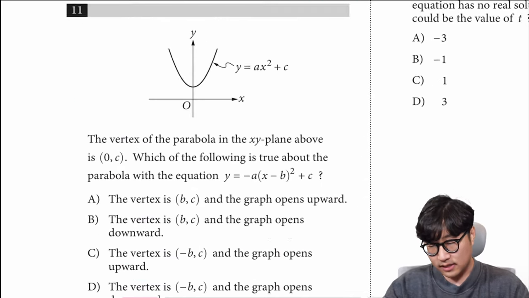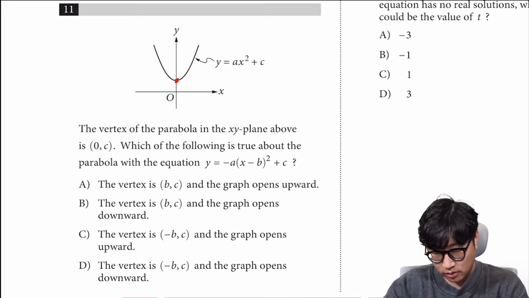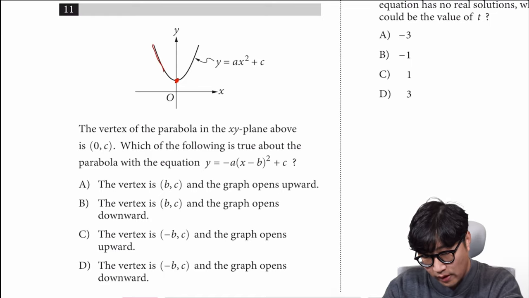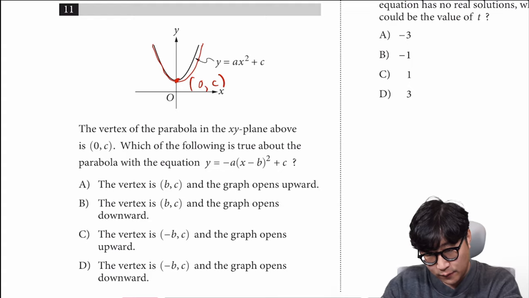Cool, next. Number 11, the vertex right there is 0, c. Which of the following is true about the parabola? The vertex is, well, if you look at it, the original graph right here has a vertex of 0 and whatever c that is, right? And then now what is the difference between the original and this new graph that we got?